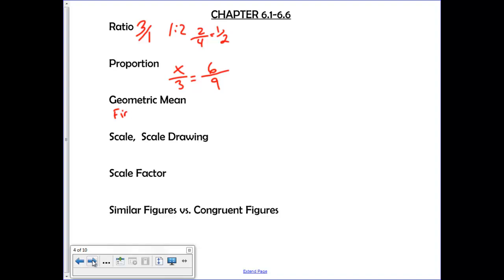Geometric mean. Find the geometric mean of 16 and 3. This says find the geometric mean of 16 and 3. We first of all need to know how to set it up.